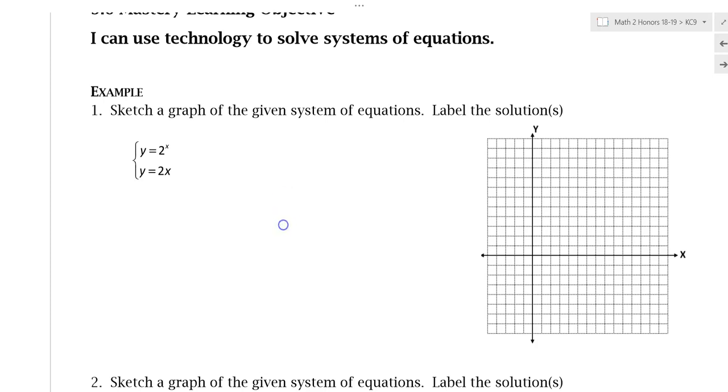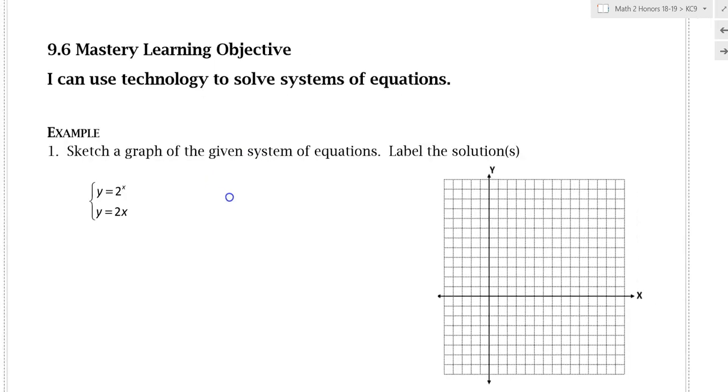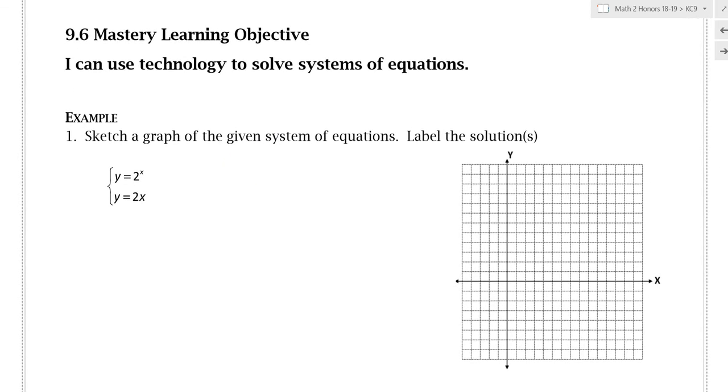All right, we are looking at 9.6. The 9.6 master learning objective is I can use technology to solve systems of equations. So we've done this before.